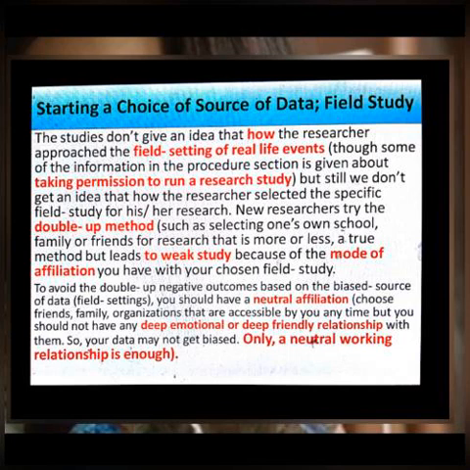Only a neutral working relationship is enough when you are going to do a study on your own school, your own family, or your own friends. So this is how to avoid doubling up and biased choices of source of data, or choice of field study. So, moving to the next slide.